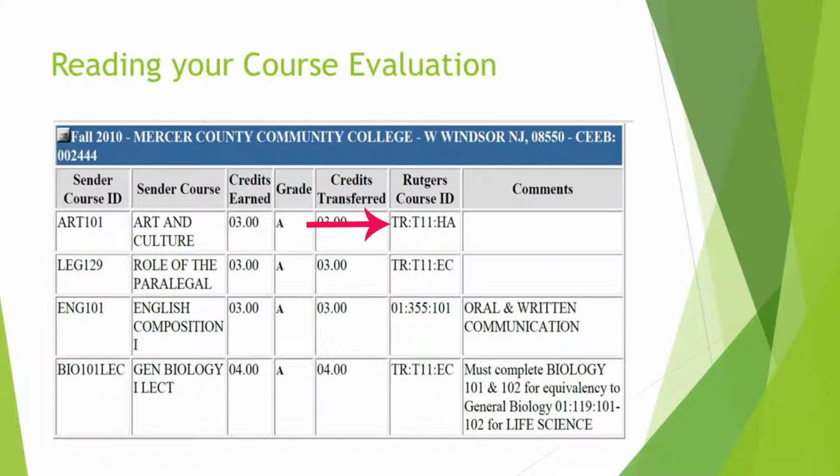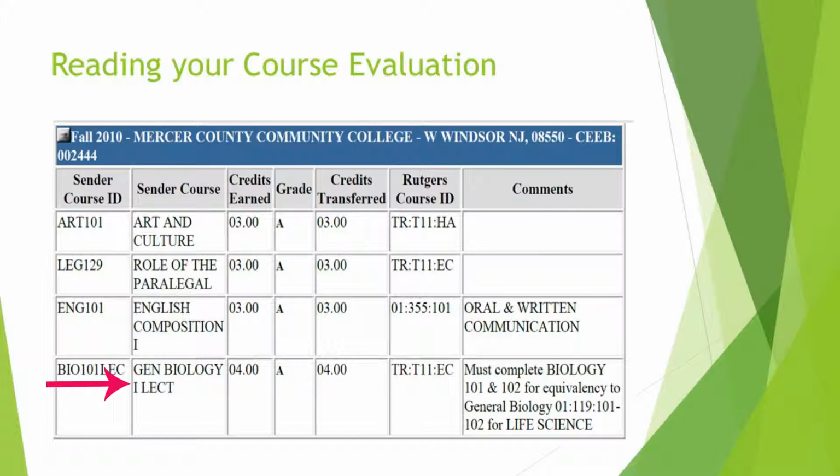Whenever you see a TRT11 code on your evaluation, it means the course transferred in some form or fashion. There just wasn't an exact equivalent course that it transferred as. In this student's case, it says HA, which means Humanities and Arts, so it transferred towards this student's Humanities and Arts requirement, which is great.